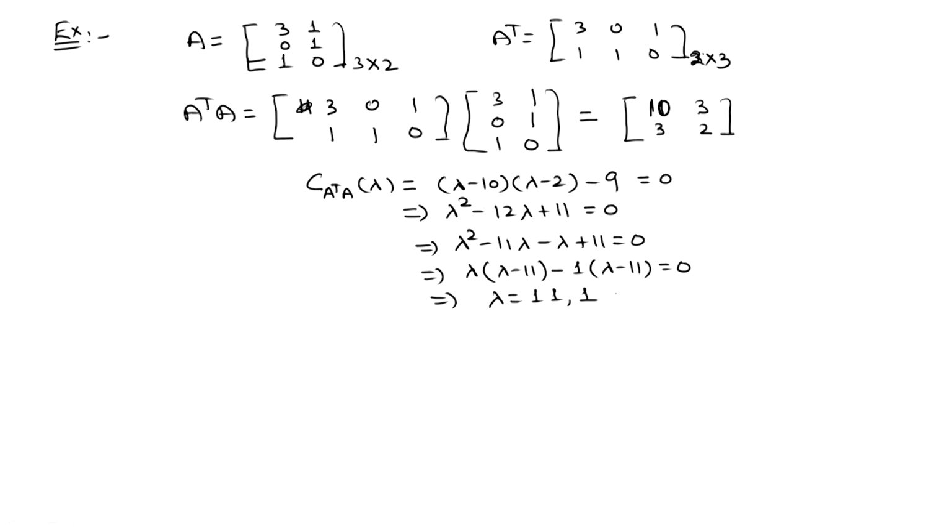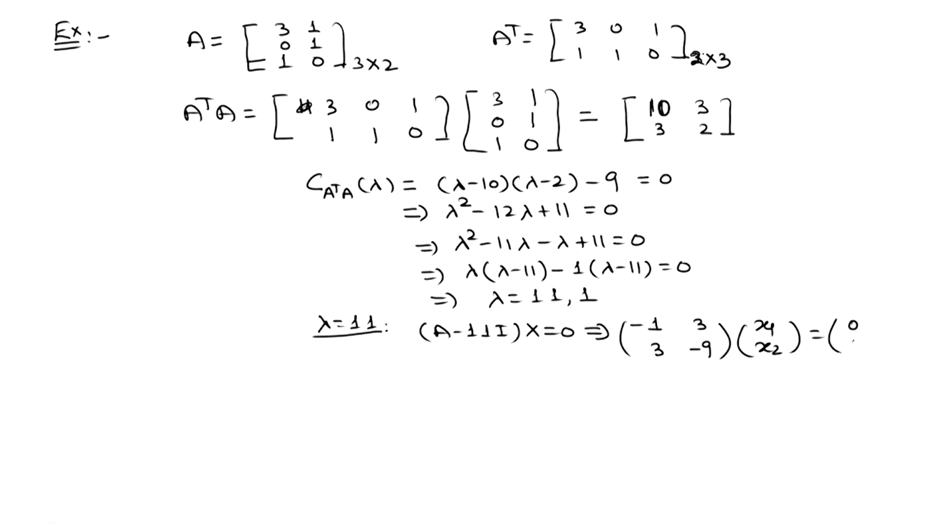Now, the eigenvector corresponding to lambda equals 11. If I find the eigenvector, it will be (A minus 11 I) x equals 0. So, this will give me the matrix with entries minus 1, 3, 3, and then 2 minus 11 becomes minus 9, times x1, x2 equals 0, 0.